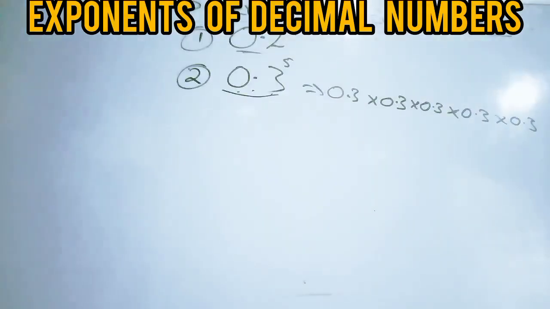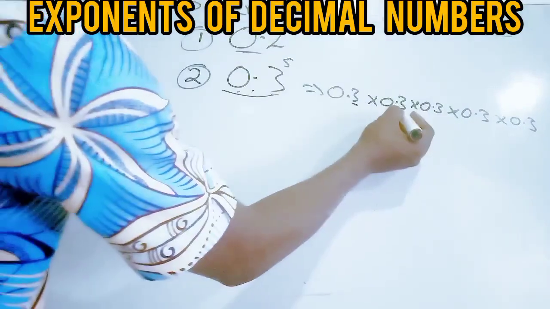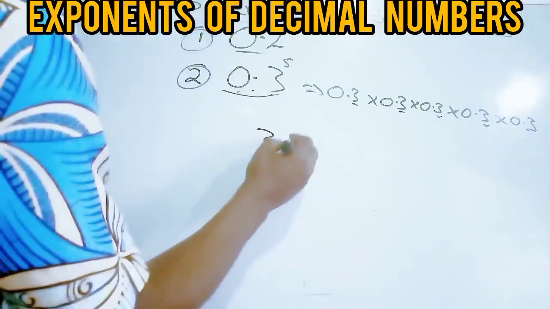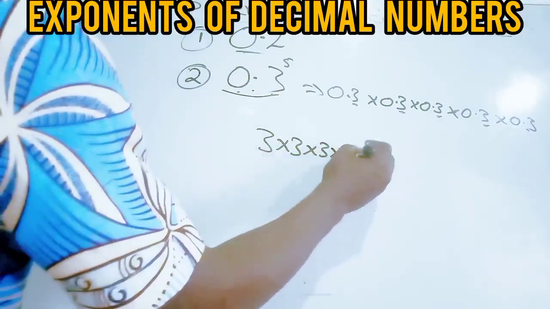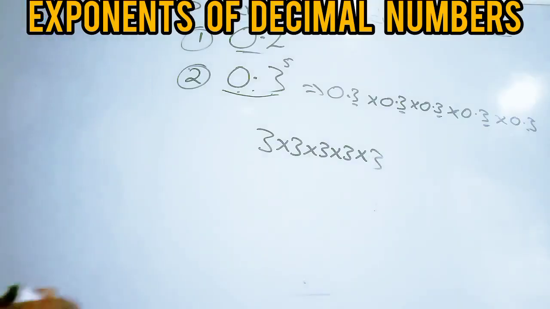What do we do? We are going to take the real numbers and multiply them. So I'm going to take first 3, 2, 3, 4, and 5. So I'll be having 3 times 3 times 3 times 3 times 3. You have 1, 2, 3, 4, 5. 5 of them. Okay, so let's multiply.